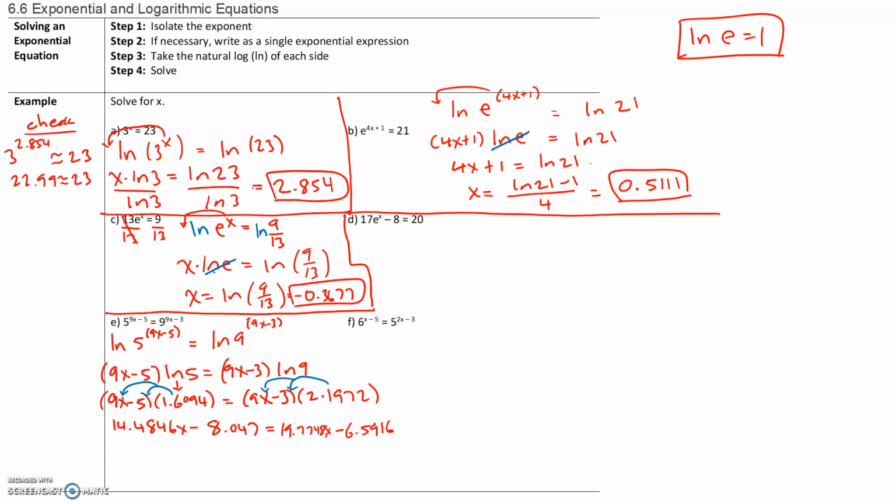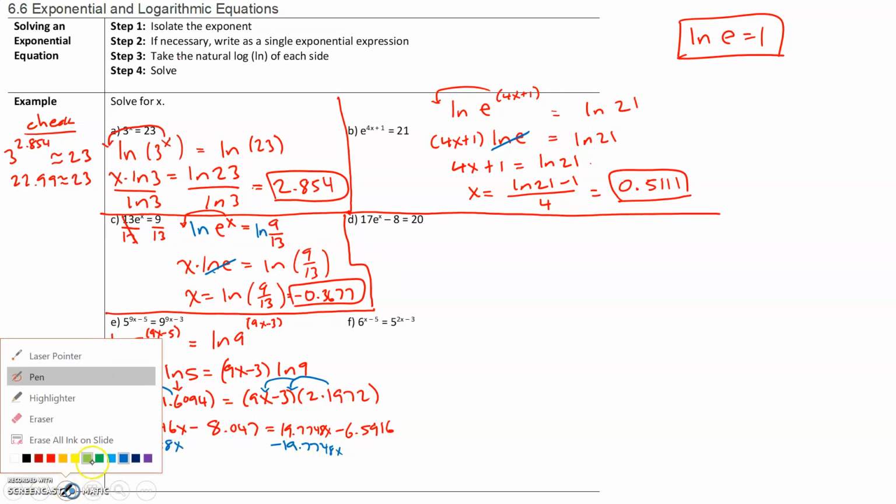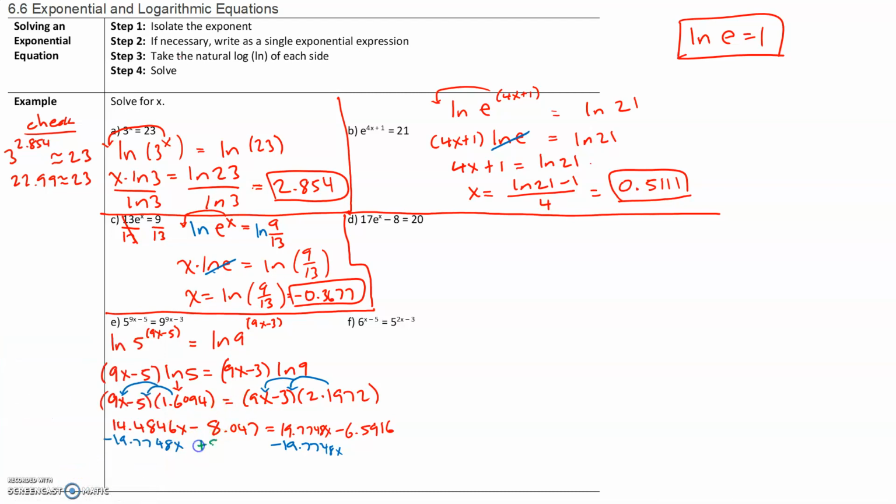Okay, so now this becomes an equation. Yes, it has decimals. It doesn't look very pretty, but it's still an equation involving a variable x. So we need to now move all the variables to one side and all the constants to the other side. It doesn't matter which side we pick. So I am going to move the x's to the left. So I'm going to subtract 19.7748x from both sides. And because I'm moving the variables to the left, I have to move the numbers to the right. So in the same step, I'm going to add the 8.047 to both sides.